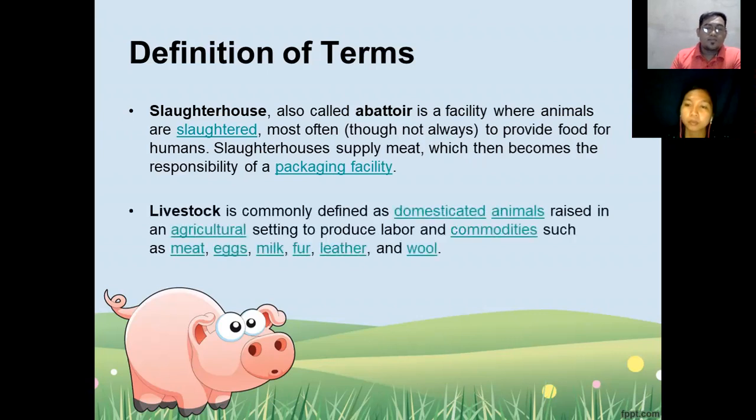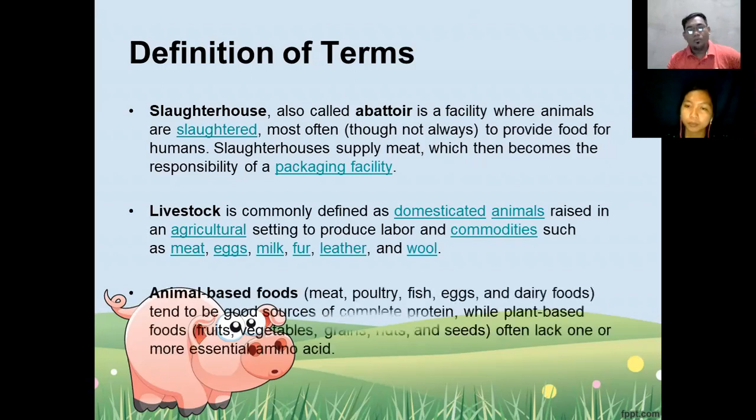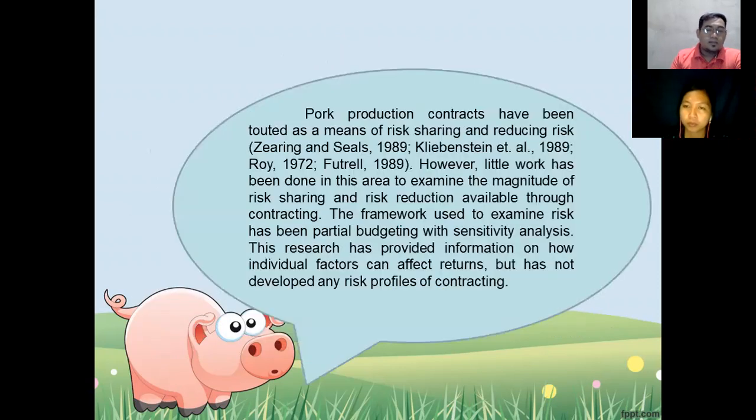And another one: livestock is commonly defined as domesticated animals raised in an agricultural setting to produce labor and commodities such as meat, eggs, milk, fur, leather, and wool. Wool is from sheep. Animal-based foods, meat, poultry, fish, eggs, and dairy foods tend to be good sources of complete protein, while plant-based foods, fruits, vegetables, grains, nuts, and seeds often lack one or more essential amino acids.